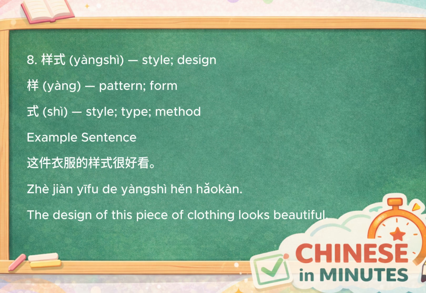Next is 样式, meaning style, design, or pattern. 样 means pattern or form, while 式 means style or type. Literally, it's pattern style. This word describes the design or appearance of clothing, furniture, products, and many other objects.